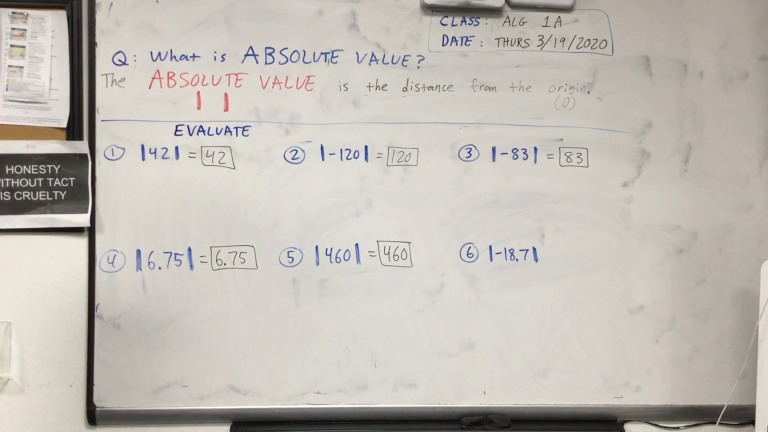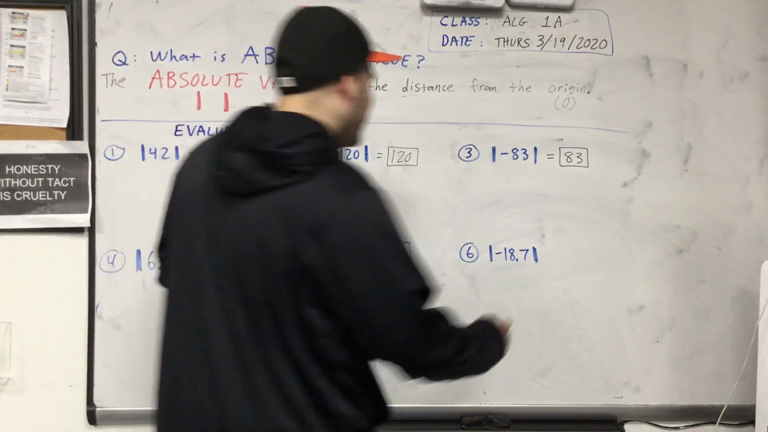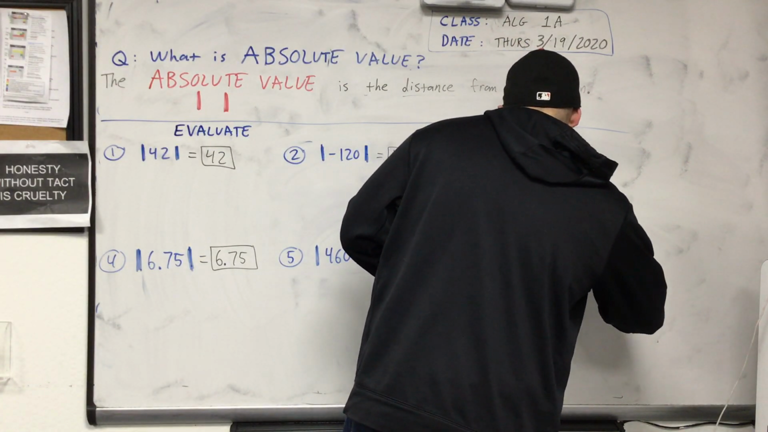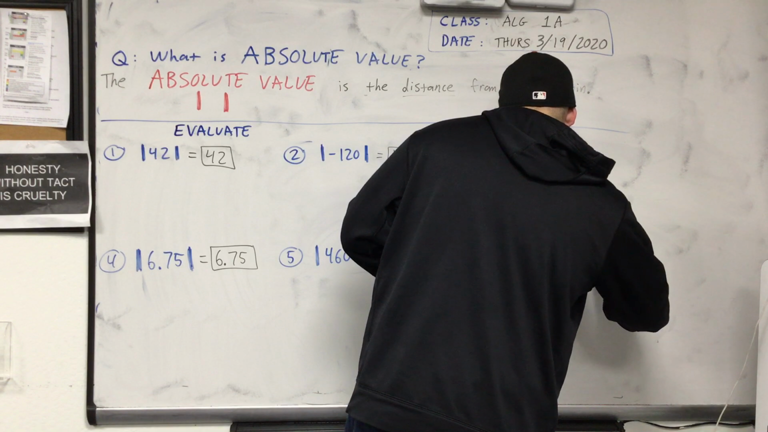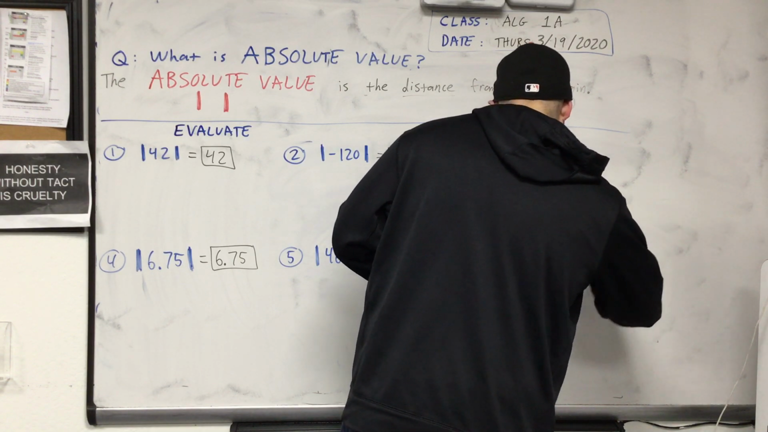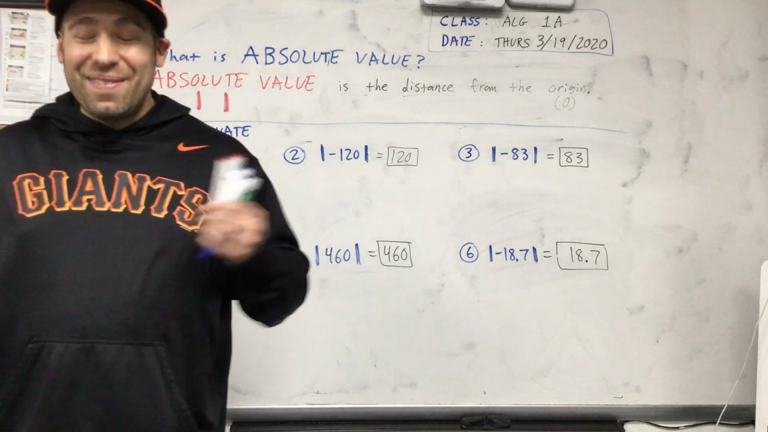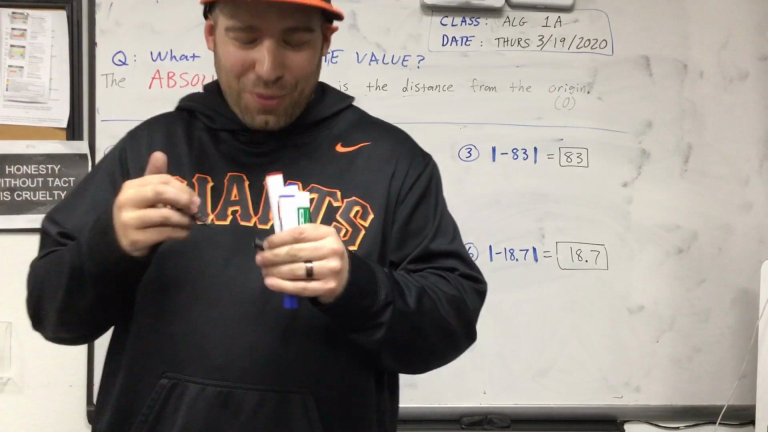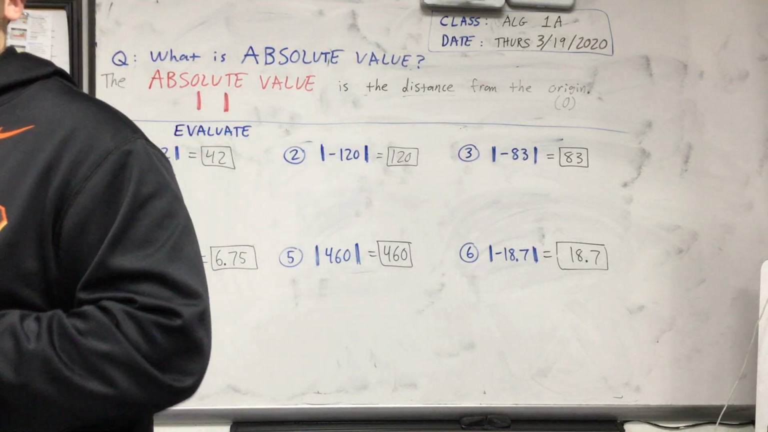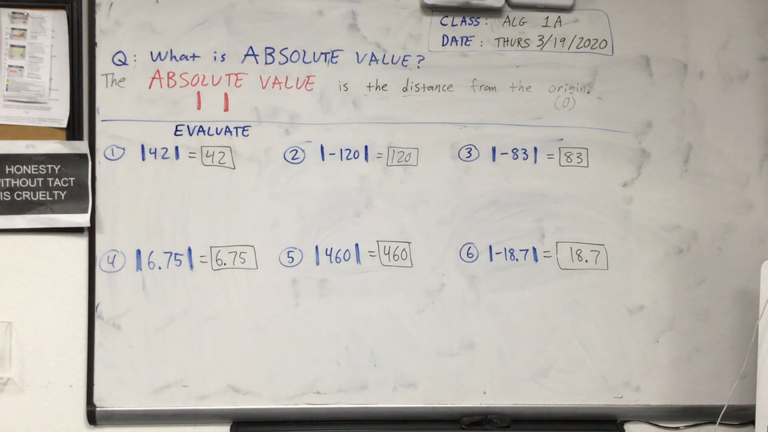The absolute value of negative 18.7 is still negative 18.7. Oh wait, I caught myself right there. The absolute value, even, doesn't matter. Backwards or forwards, I still went 18.7 miles, let's say. Clear?